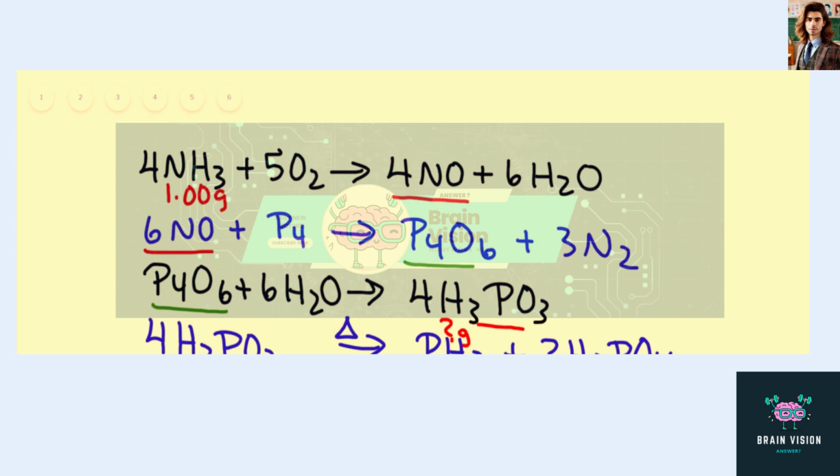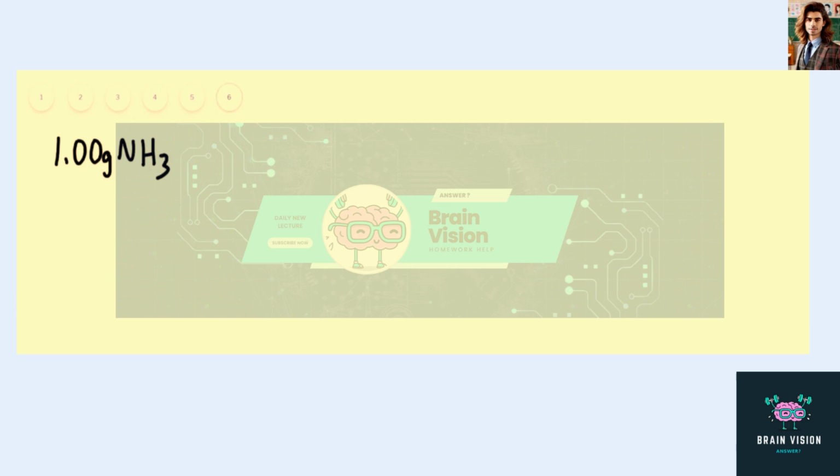It will be necessary now to use mole ratios. We will begin with 1 gram of NH3. In order to relate everything stoichiometrically, we will need to first convert NH3 into moles.